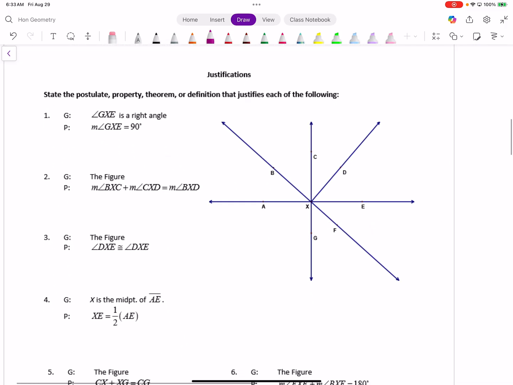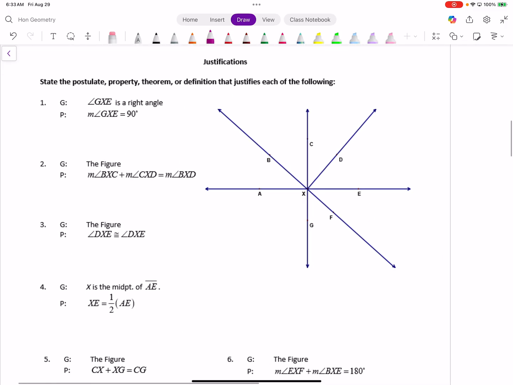All right, so you're going to have lots of little worksheets and quizzes that look like this right here, where I'm giving you a picture, a statement, and a conclusion, and you're going to tell me the reason why. So it's either going to be a property or a postulate or a theorem or a definition. So we're just going to go through this.